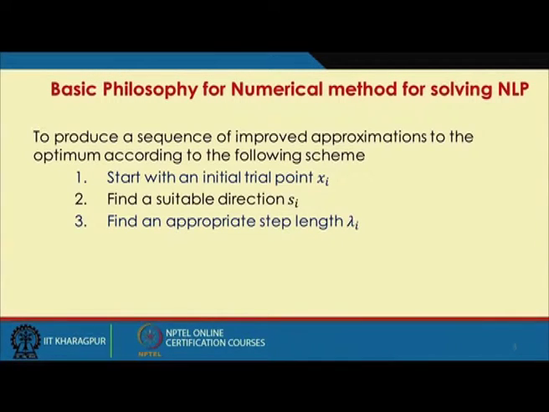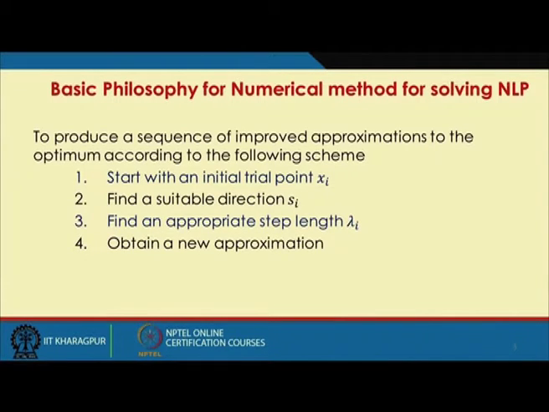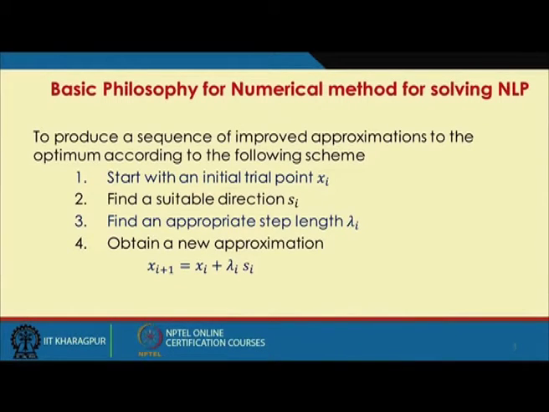Next we will find the appropriate step length, which means we will take the function as a function of step length and optimize that, and we will get the optimum step length from there. Then we will get a new guess point and we will repeat the process as long as the function converges. Today I will explain the descent method.